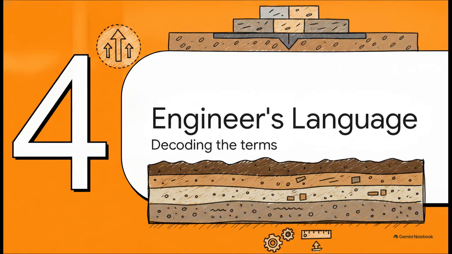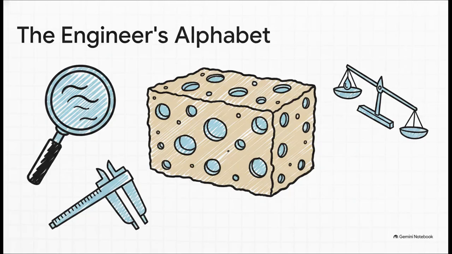All right, Section 4, speaking the engineer's language. Let's dive into the composition of soil terminology and definitions. We're going to rapid fire through 5 key terms that make up the engineer's alphabet: porosity, void ratio, percentage air voids, air content, and moisture content. As we go through these, keep one golden rule in mind. The word voids simply refers to the empty holes in our soil sponge.